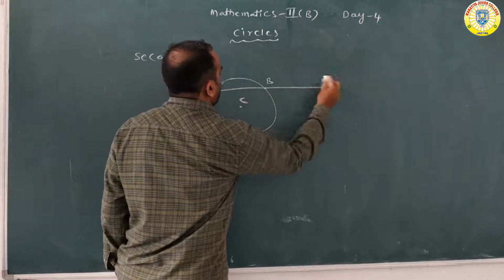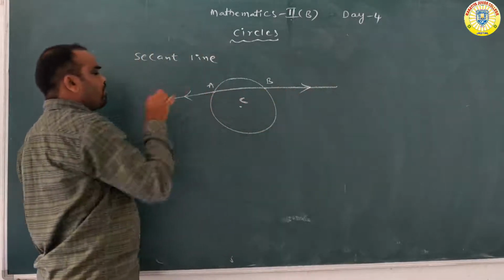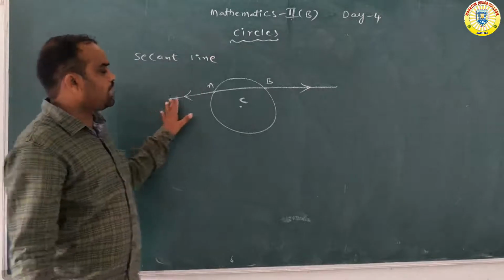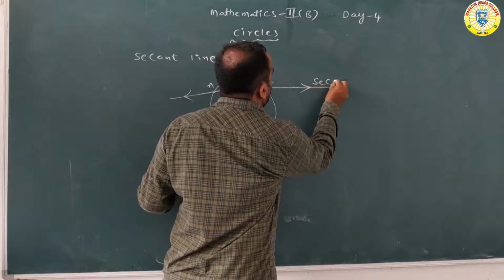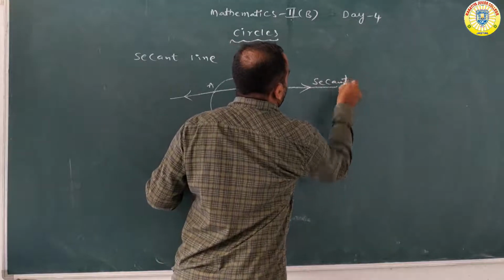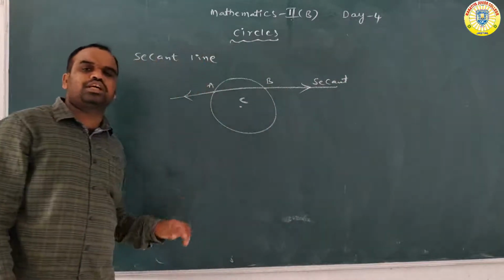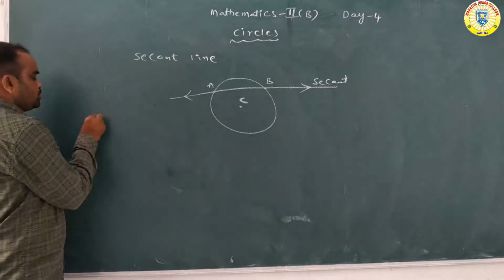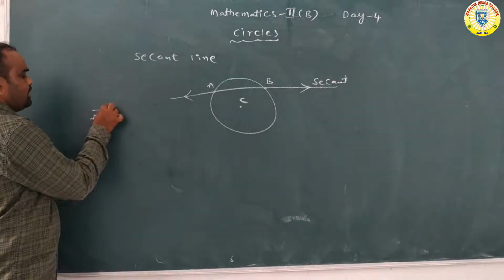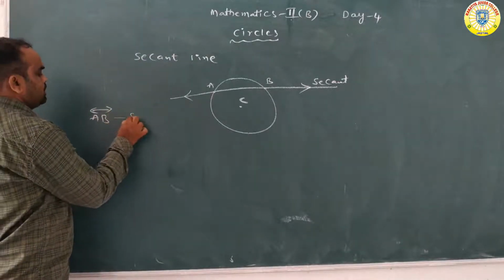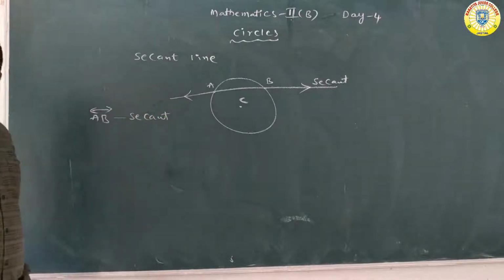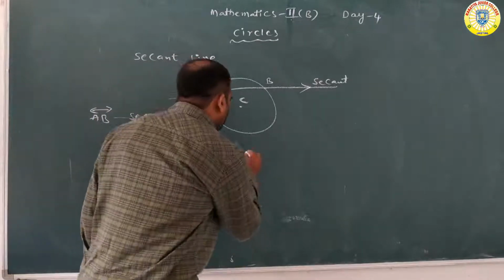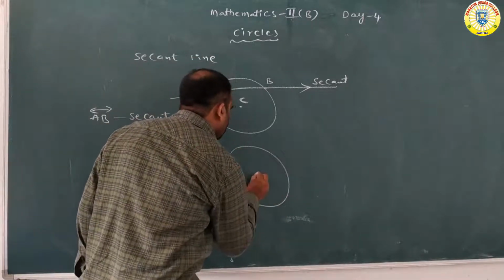A line passing through two points on the circle is called a secant. Which one are we calling, sir? Secant. So the line AB is nothing but a secant.